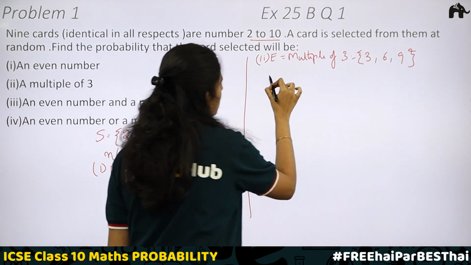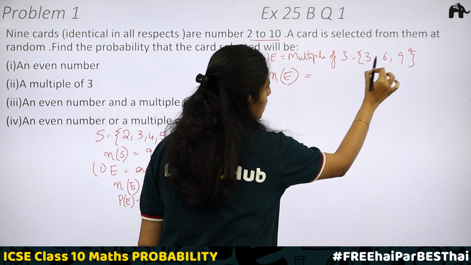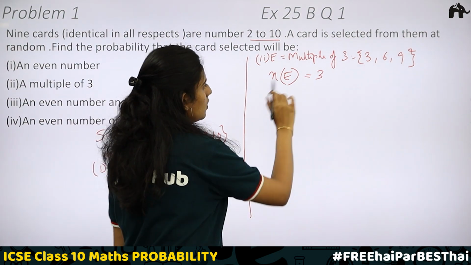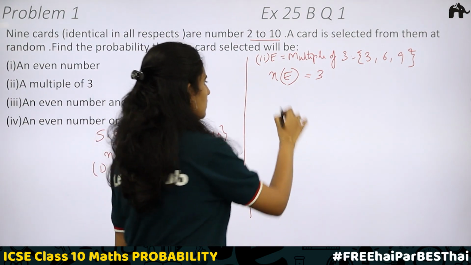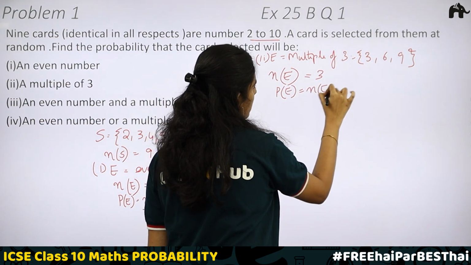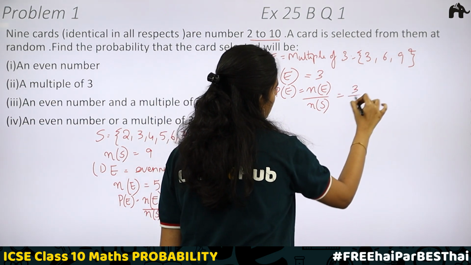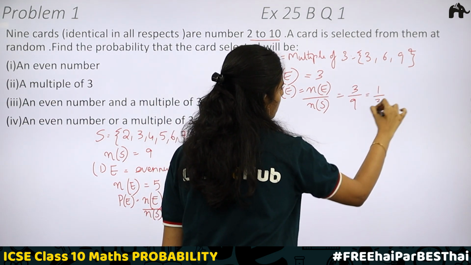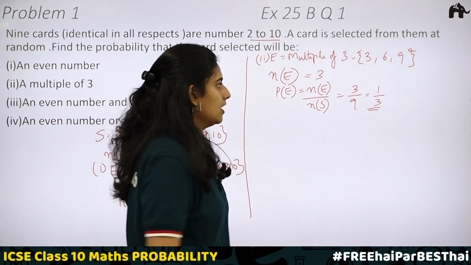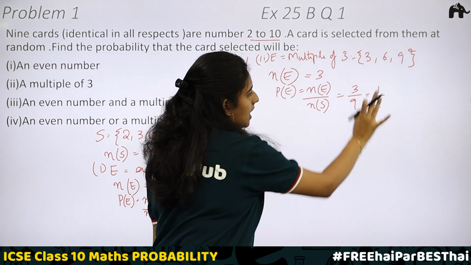Okay. Then what is the number of outcomes favorable to the event? 1, 2, 3. We have 3 outcomes favorable to the event. Okay. We got n of E is equal to 3. Then the probability of the event will be equal to number of outcomes favorable to the event divided by total number of outcomes, which is 3 by 9, which can be reduced to 1 by 3. 3 ones are 3, 3 threes are 9.